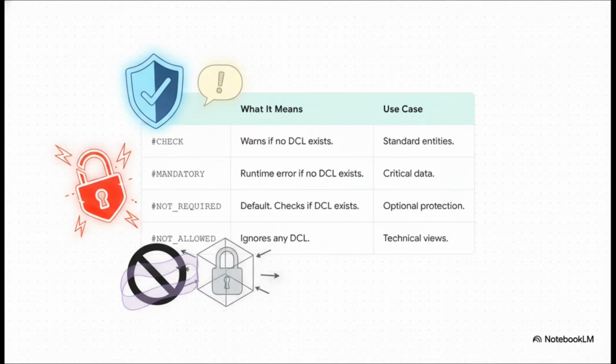Now, for really critical stuff like financial or HR data, you can escalate that to #mandatory. This means security is non-negotiable. If a DCL rule is missing, the program will just stop with an error. And on the flip side, for some low-level technical views, #notallowed lets you say, nope, no security here on purpose, which prevents any accidental filtering.